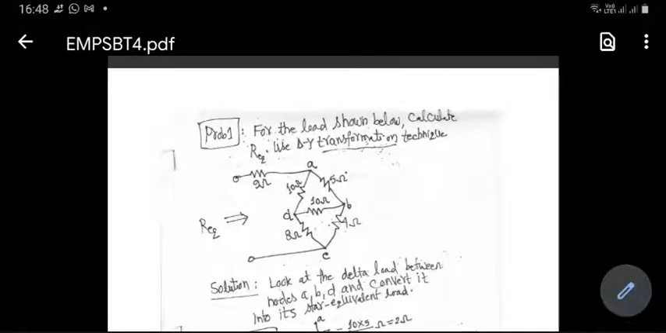Okay, it's purely resistive at least. There's no complex number involved here, I think. For the load shown below, calculate REQ. Use delta Y transformation.